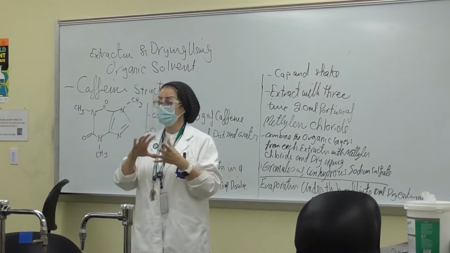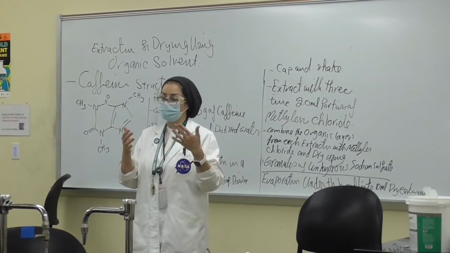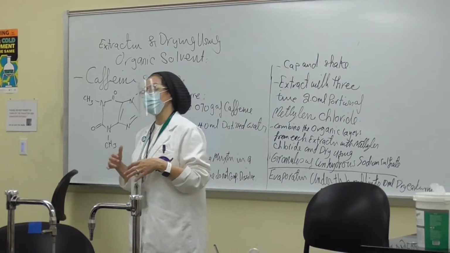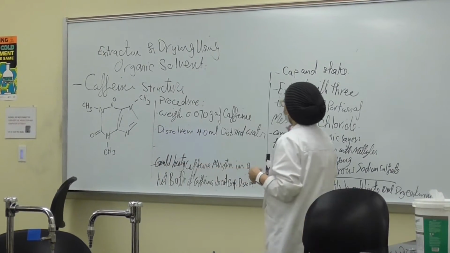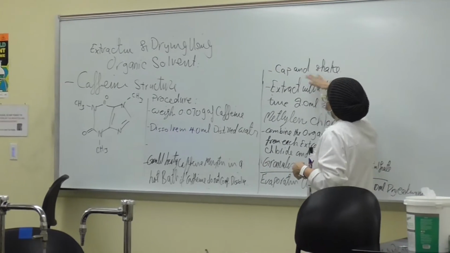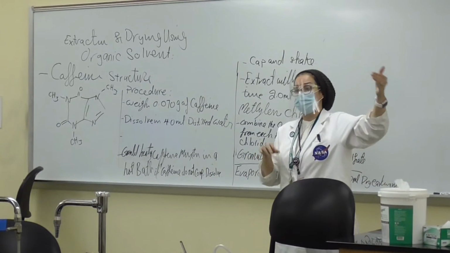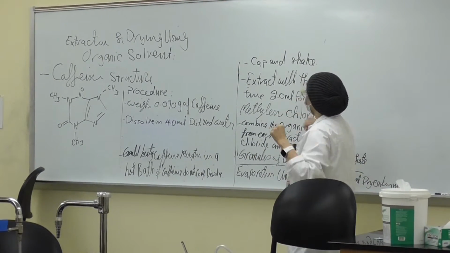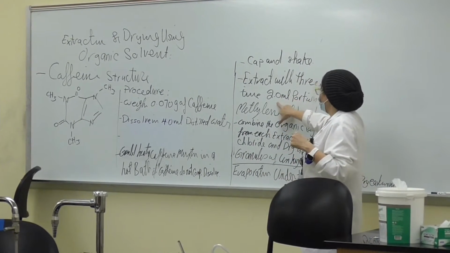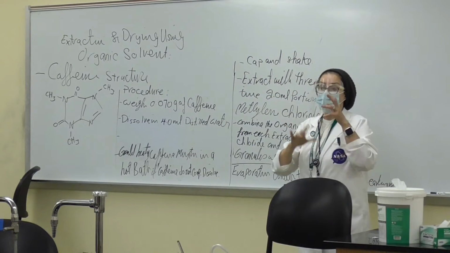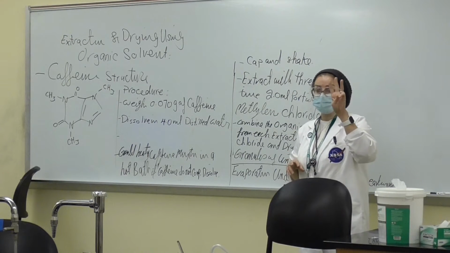After you make sure that it is completely or almost completely dissolved, we are going to add the methylene chloride. In this case, we are getting into the extraction part of the experiment. We are going to use 2 milliliter portions, 3 times, okay?